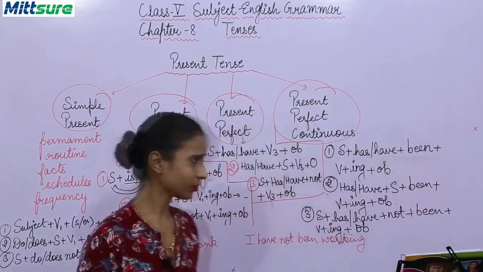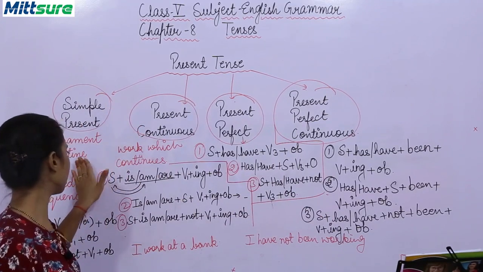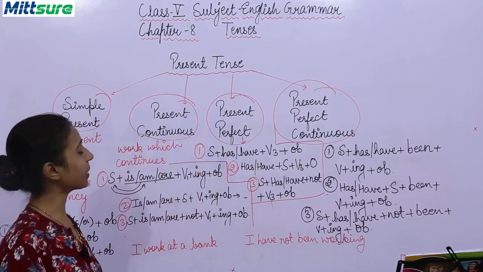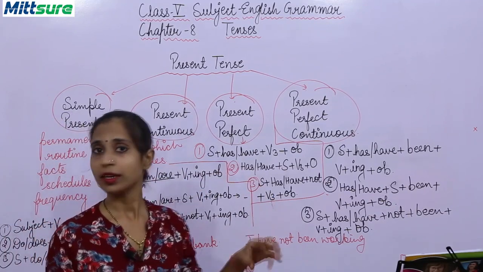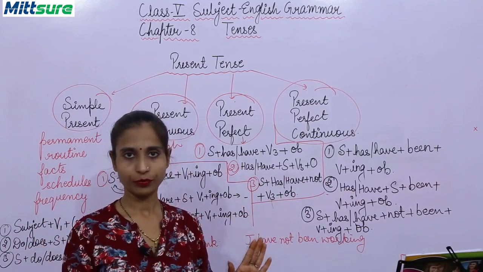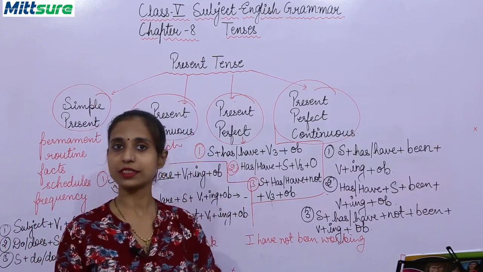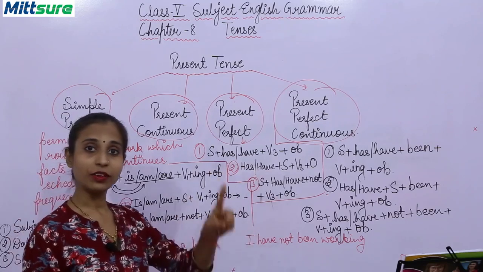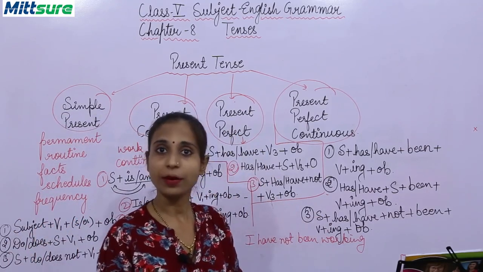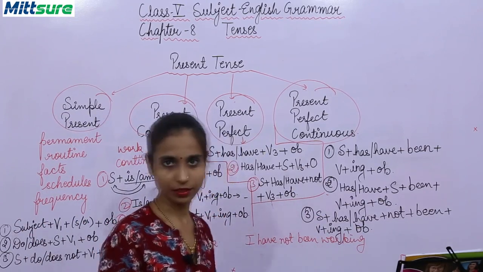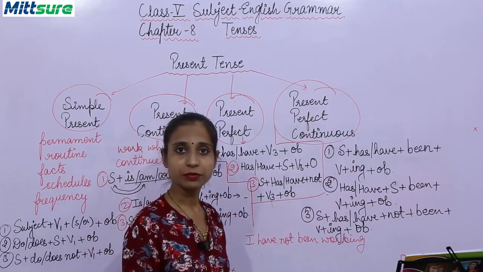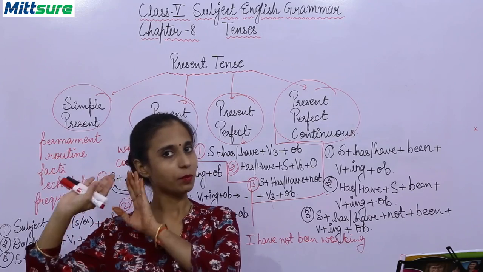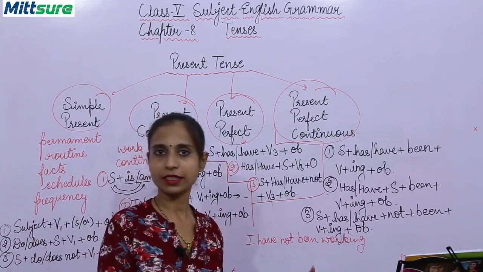Again, we will have a recap of that. In simple present tense, we talk about permanent, routine, fact, schedule, or frequency kind of work, the work which happens on daily basis. In present continuous, we talk about the work which is going on right now. When it started, when it is going to end, we don't know. We just know that the work is going on right now. Present perfect, when the work has just completed, the task is completed a few moments ago, in the near past. Then present perfect continuous. The work started in the past, but it is still continuing. That means partially it is complete. Half the job has been done. Half is still going on.